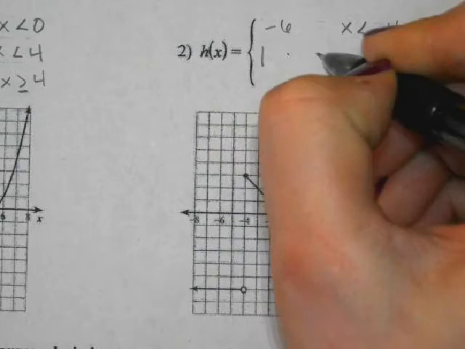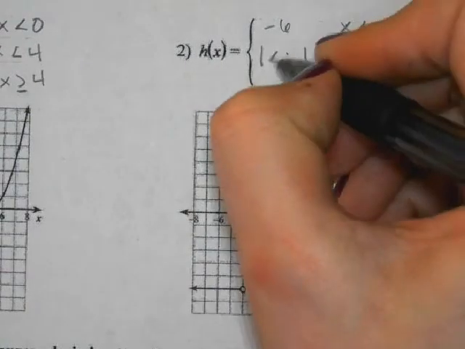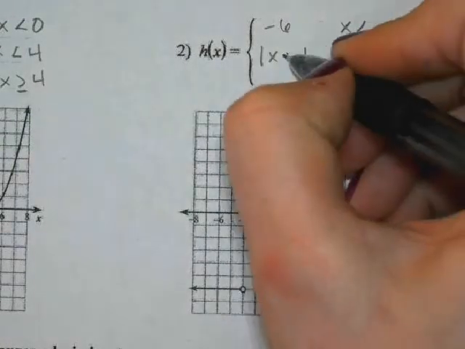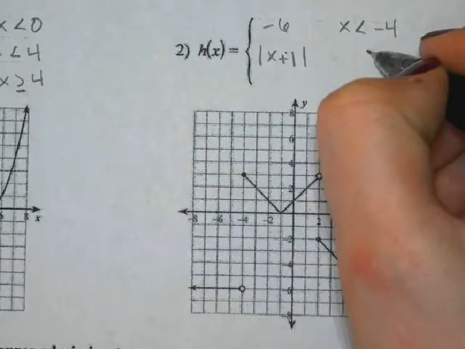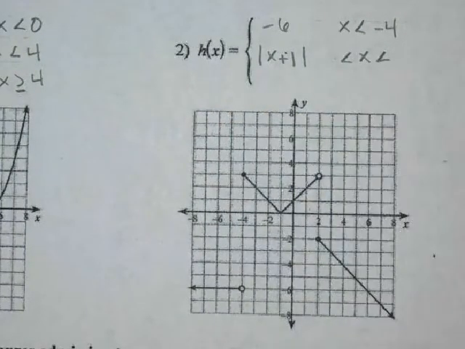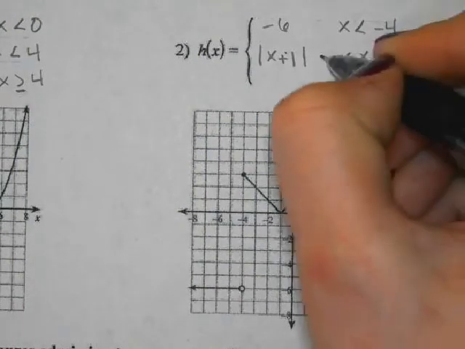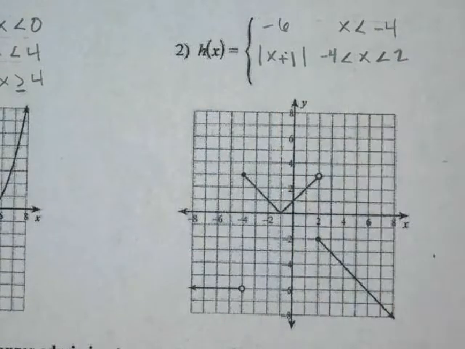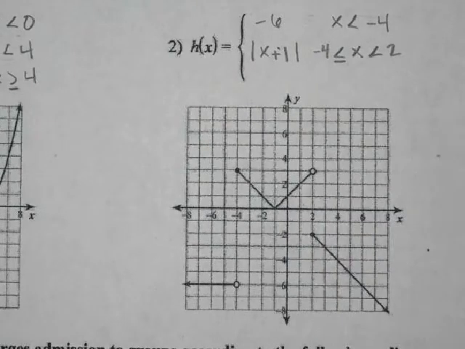Yep, absolute value sign, right? +1, very good. Okay, and this is one of those sandwich ones. And what is it sandwiched between? -4 and 2. Should I have an equal to for anything? Equal to -4. Why is it absolute value? Because it's a V-shaped graph.